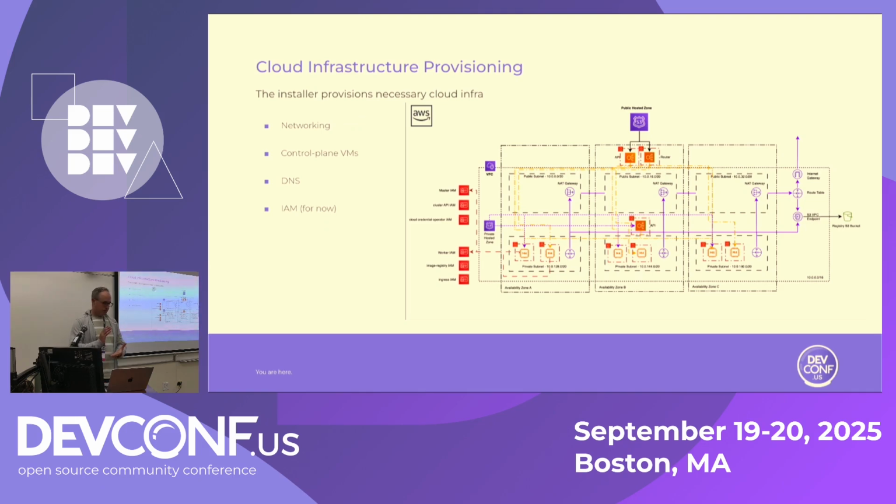So the installer will set up the networking, such as the VPC, the subnets, the router, the route table, load balancers, the control plane VMs, the compute nodes. Those are all set up day 2 by the machine config or the machine API operator. Sets up the DNS, and for now we also provision some IAM credentials, although we're really trying to get away from that. We don't really need it. It's becoming unnecessary, and users don't really want us to be creating IAM roles.